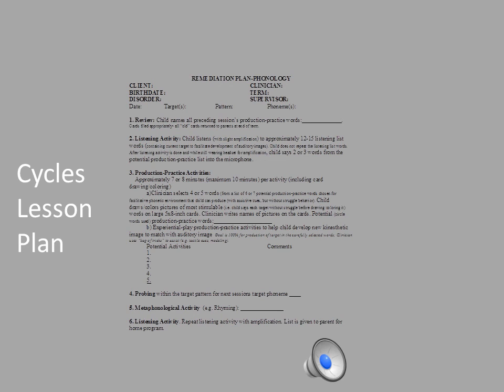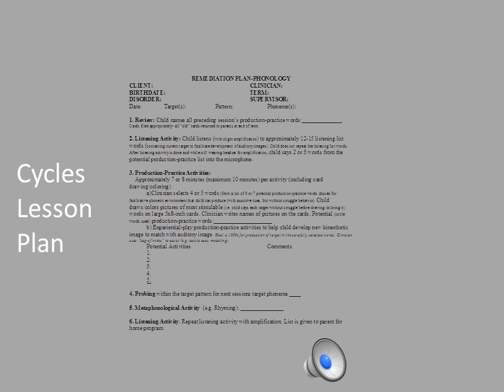Remember, you're listening and you're using sound. So be careful when writing. You want them to see the word, but you also want them to know what it sounds like. Next, you do another listening activity. And this is where the clinician once again uses auditory bombardment with those original 12 words and has the client listen. You can use that amplification again. Remember, this is called auditory bombardment.